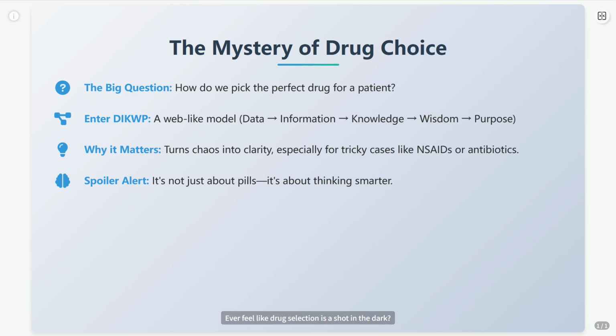Ever feel like drug selection is a shot in the dark? Like you're juggling data, guidelines, and gut feelings all at once? What if I told you there's a framework, a cognitive map, that can make this less of an art and more of a science? We're diving into the DIKWP model, and trust me, it changes the game.